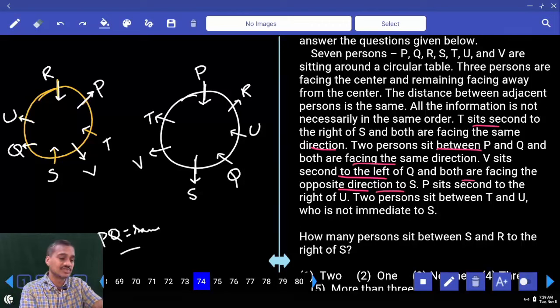Now here in the first case, V and Q both are facing opposite direction to S. Now V and Q are opposite direction to S. Now V and Q are opposite or same direction? Opposite direction. Opposite direction to S it should be.